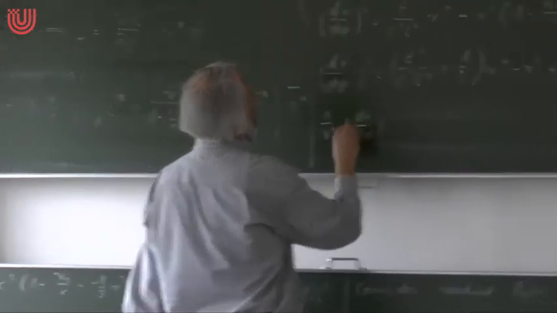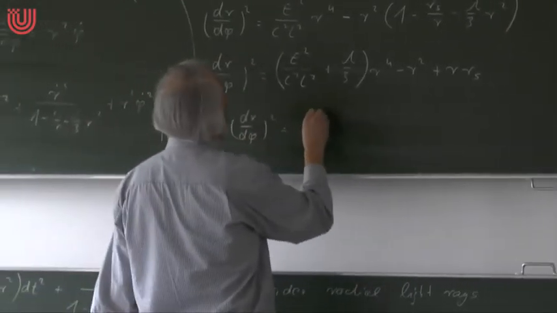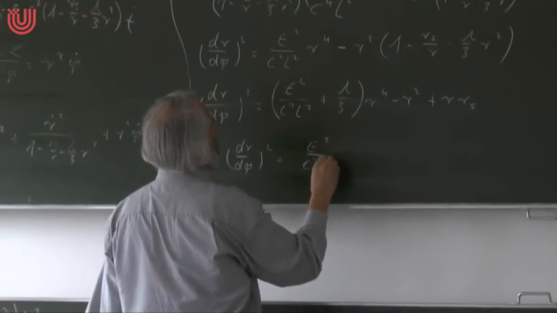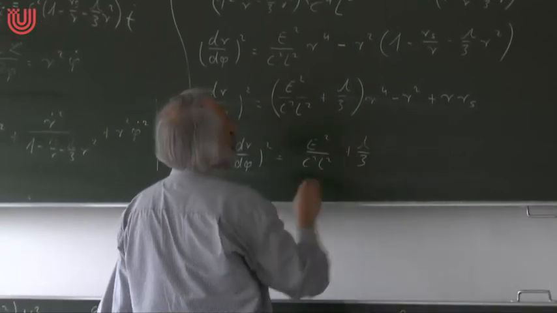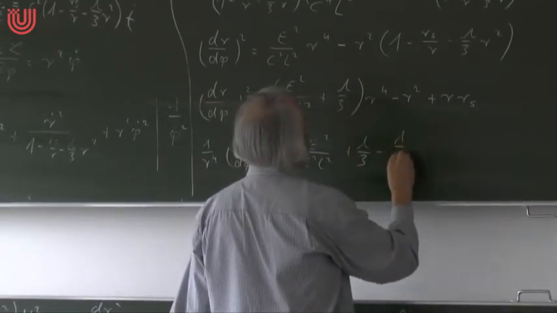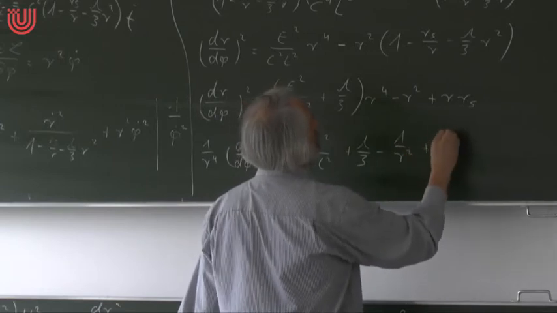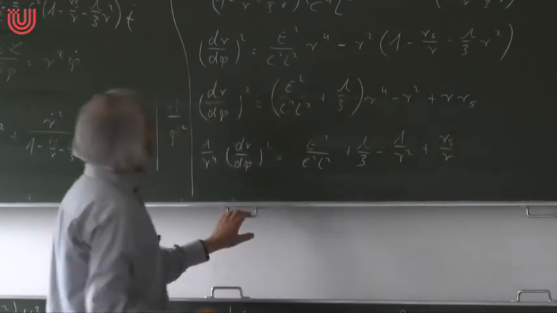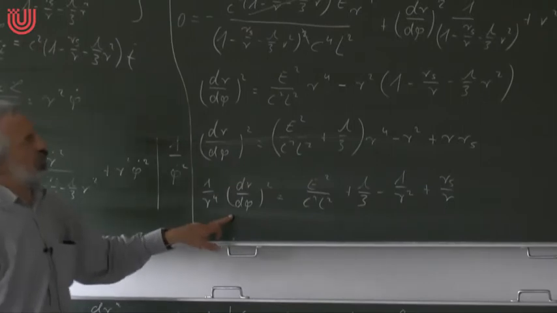dr by d phi squared is e squared c squared over l squared plus lambda over 3 minus 1 over r squared plus rs over r. And now let's take the derivative with respect to phi.